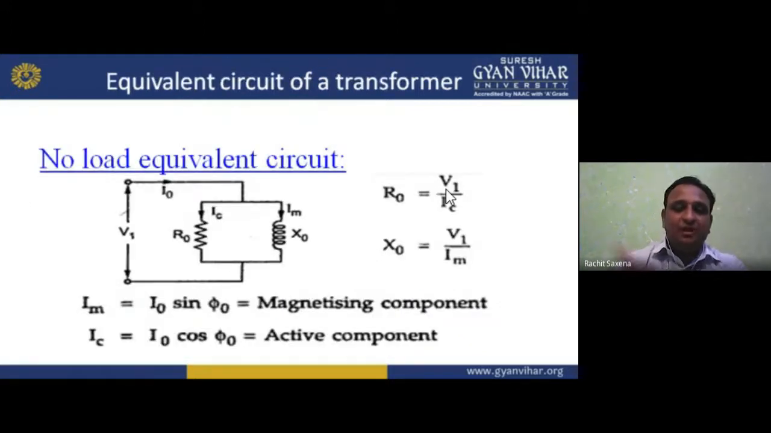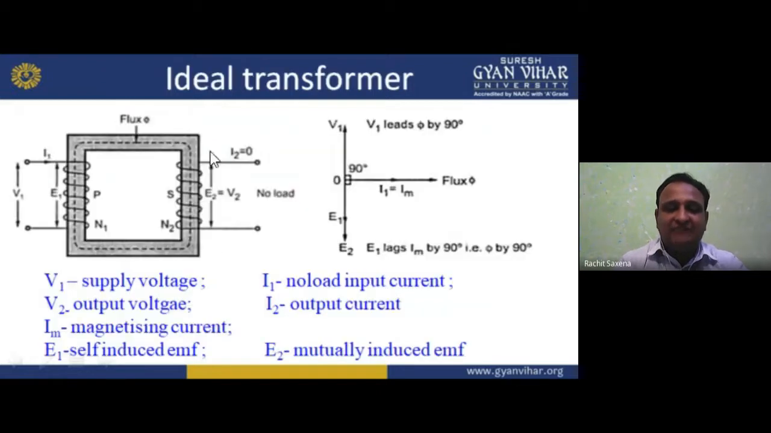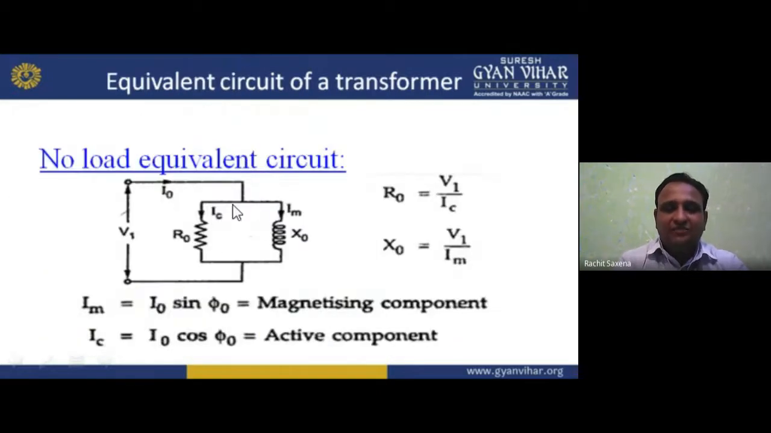Now, the equivalent circuit of a transformer. If I want to make the no load equivalent circuit of a transformer, we have IC and IM. Now one thing, my dear students, which I want to tell you: in practical conditions we have both these two, but in the ideal condition we don't have these two. Why do we have these two?